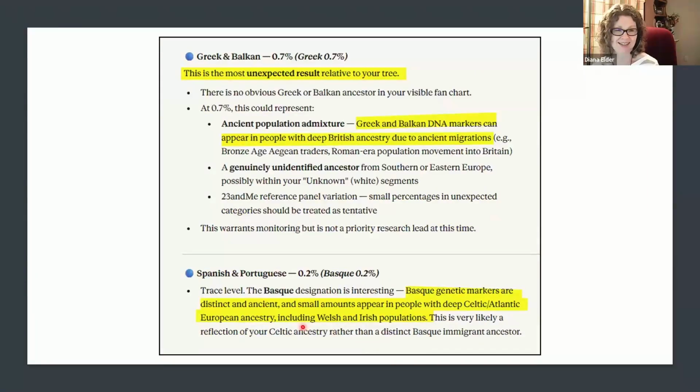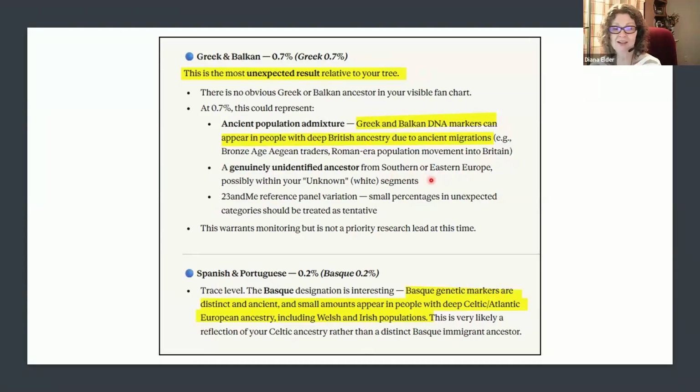And then the weird ones. This is the most unexpected result relative to your tree, the Greek and Balkan. But it gave me some ideas because honestly, I have no idea where this would come from. But here is a good idea. It's an ancient population admixture. So it can appear in people with deep British ancestry due to ancient migrations. And so that would make sense. Some of that movement within Europe all through the ages, or it could be a genuinely unidentified ancestor.